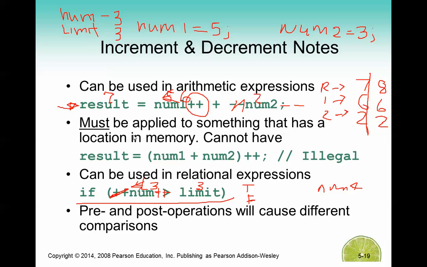In this line, the increment must be applied to something that has a location in memory. It cannot be applied to this operation, because this operation takes place in the arithmetic and logic unit, not in RAM. So I cannot put plus plus here. I can put num2 plus plus or num1 plus plus, but not on this arithmetic operation. So just so that you know, this is illegal.